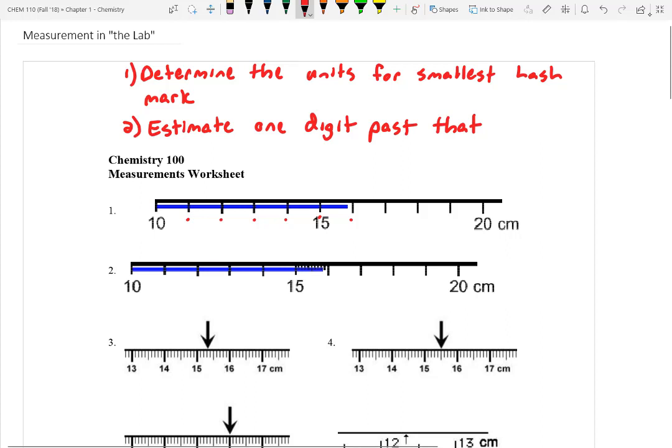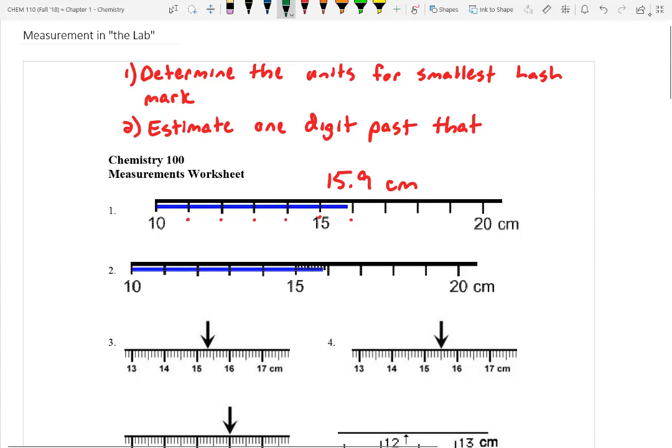What this means is that as a chemist, we need to estimate the digit past the ones place. So we want to estimate down to the tenths place, right? So what would we say this would be? Does anybody want to throw out an estimate? 15.9? Sure, let's write that down. 15.9, and the units are centimeters.